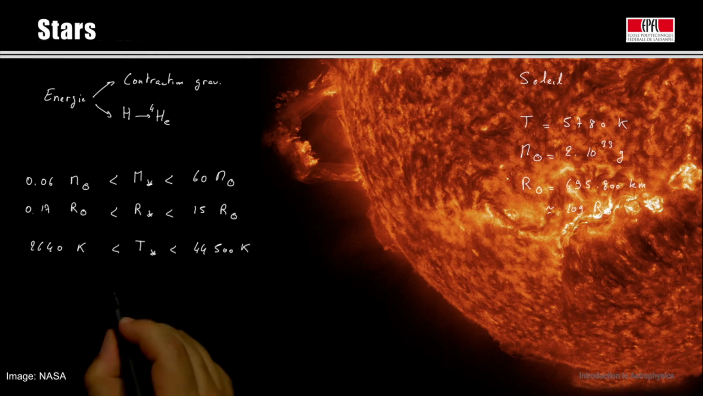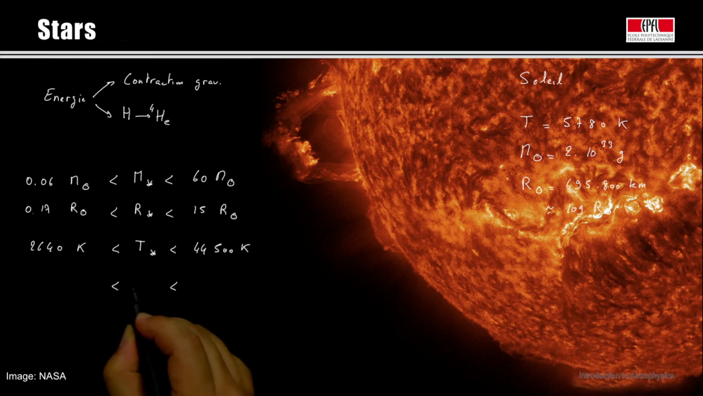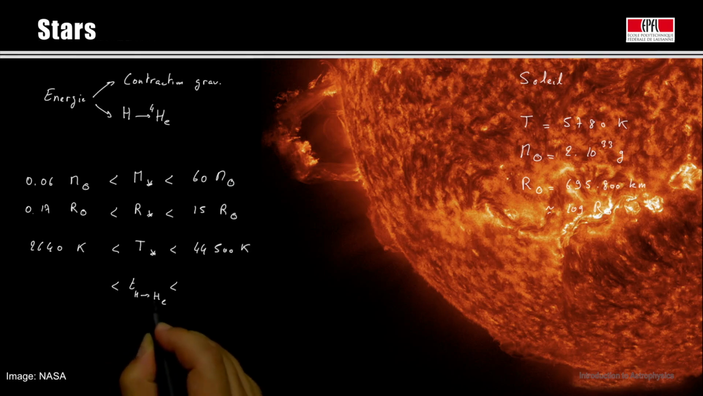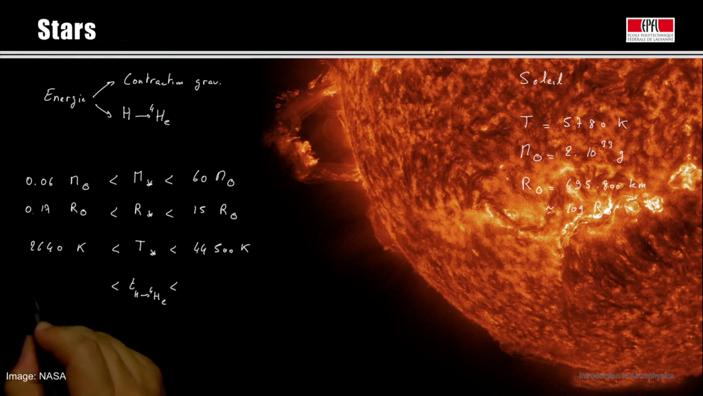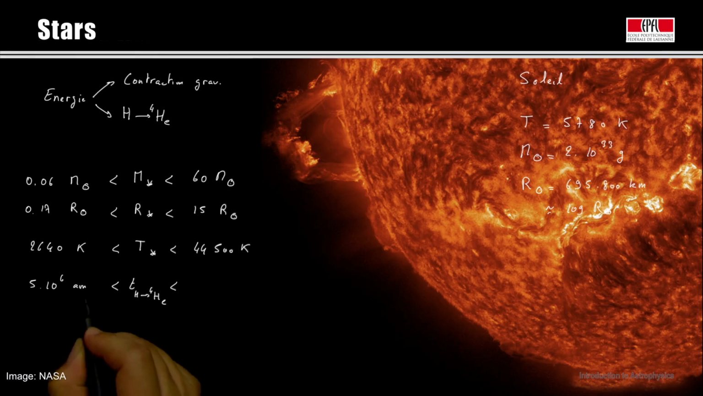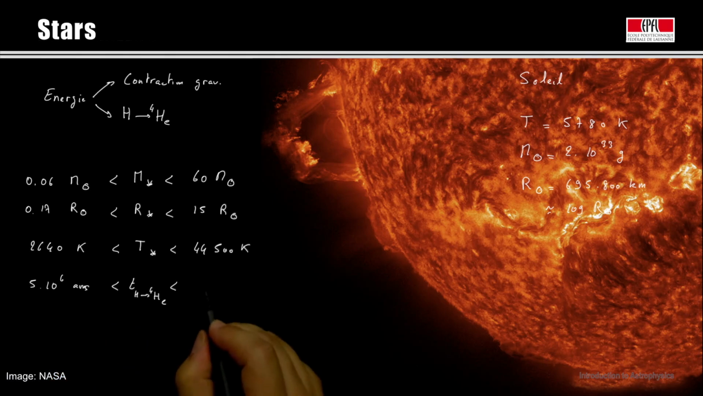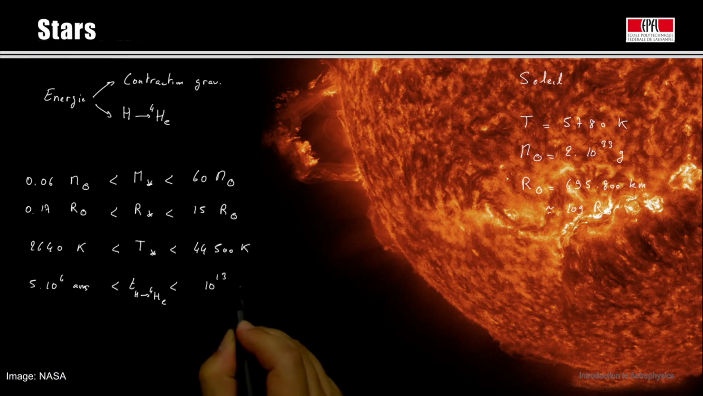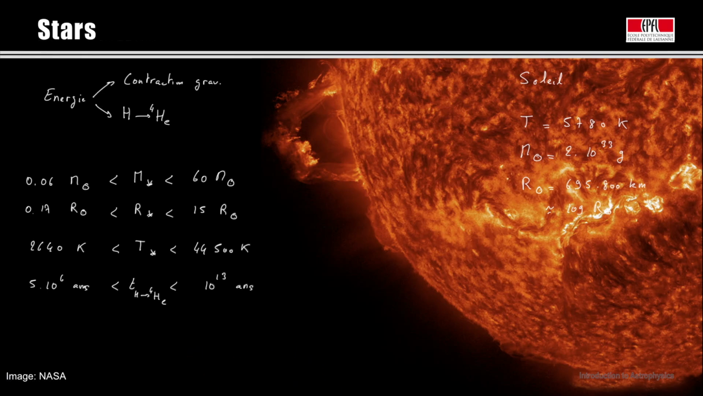The lifetime is, as mentioned before, the time needed to burn hydrogen into helium. This time varies on a very wide range that can go from 5 times 10 to the 6th, a few million years, up to 10 to the 13th years. A star can last longer than the current age of the universe, 13.7 billion years.